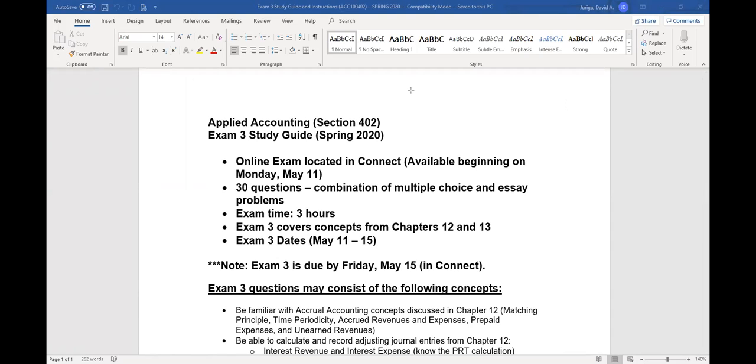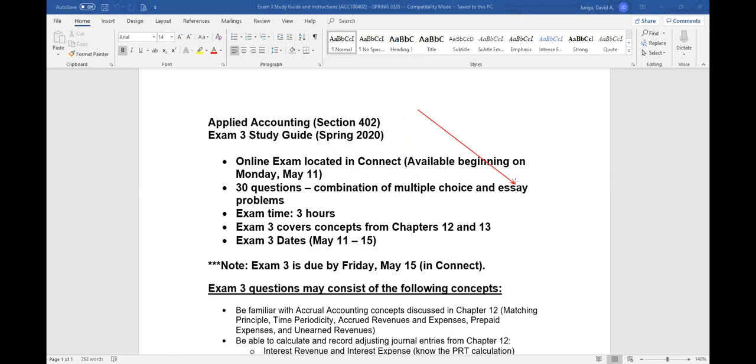Just a couple things here. Notice it says online exam located in Connect. Just like exam 2, exam 3 is in Connect and ready to go as well. It'll be available beginning on Monday, May 11th. There are 30 questions, a combination of multiple choice and essay problems, which are the problems where, on this one, you'll have to put together financial statements.